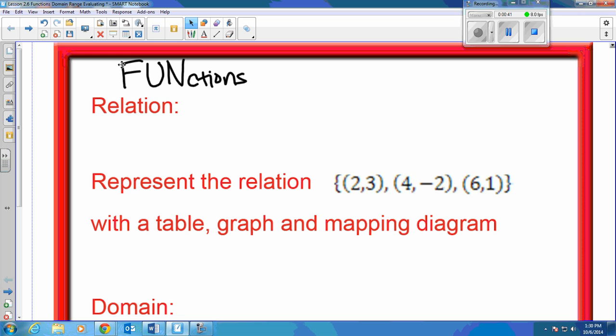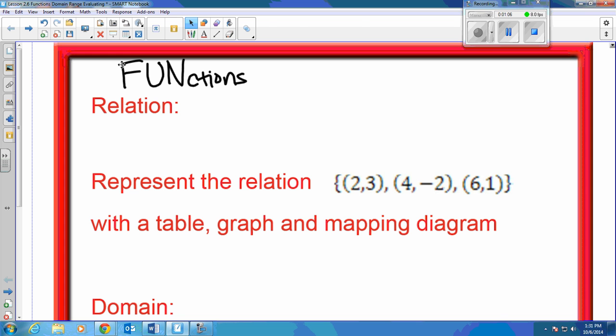Okay? So in 2.6, we're going to look at functions. In other words, how do I determine if something is a function or not a function? So we're going to talk about 2 ways to do that. We're going to look at taking whether it's a relation or a function and writing it different ways, whether it's as a table, as a set of points, on a graph, or in a mapping. And then we're going to look at the domain and range of functions, and we're going to review all of your vocabulary, input, output, domain, range, independent, dependent, so that you understand how to do all that.